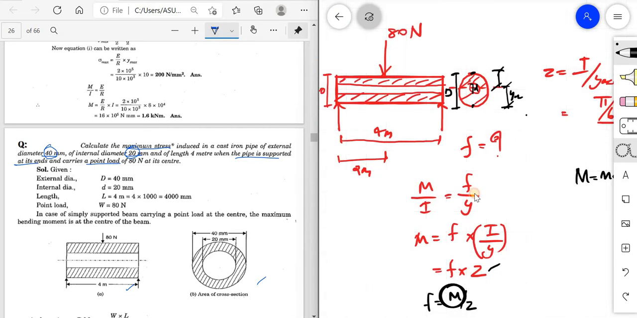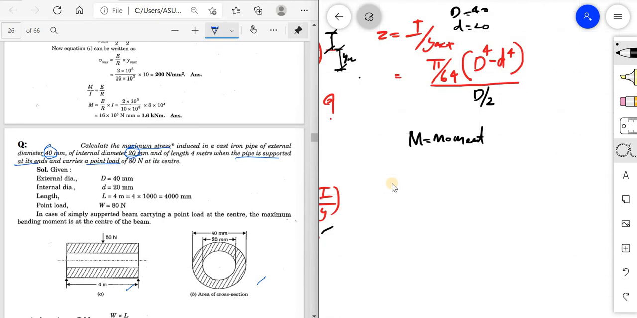So this is the figure. I am just simplifying, just drawing a line diagram. Here a beam is there, and the beam is 4 meter long. It is having a load of 80 Newton at the center. So this is our condition. So the moment means it is the maximum moment.